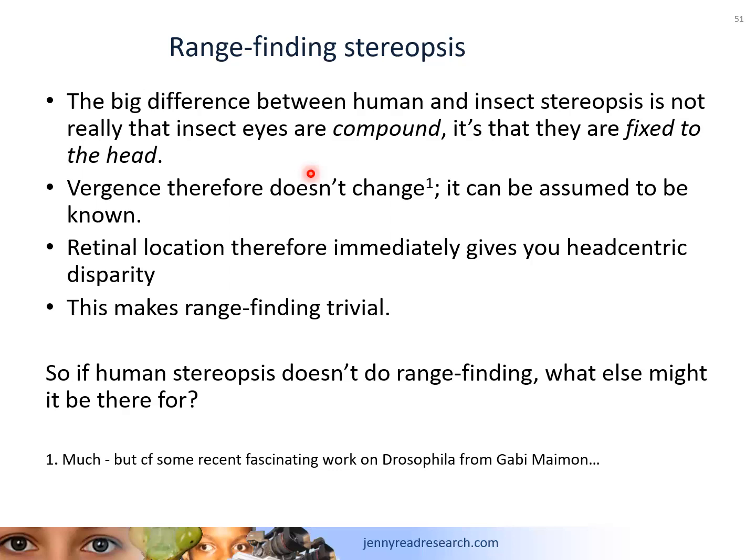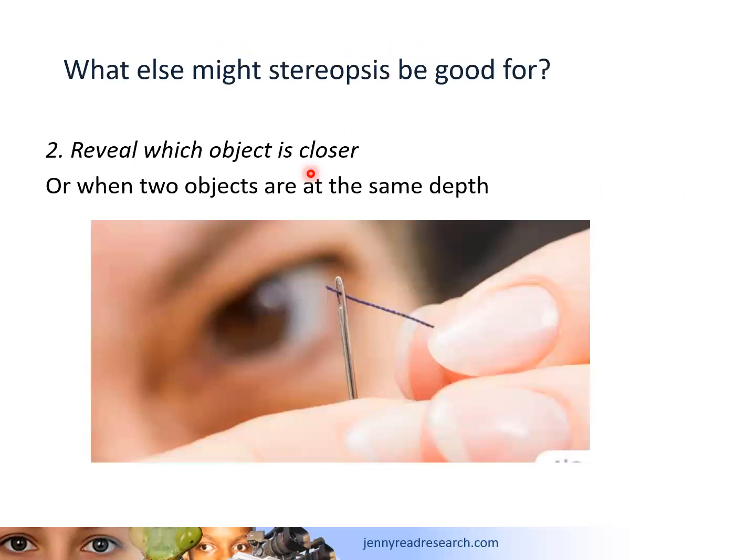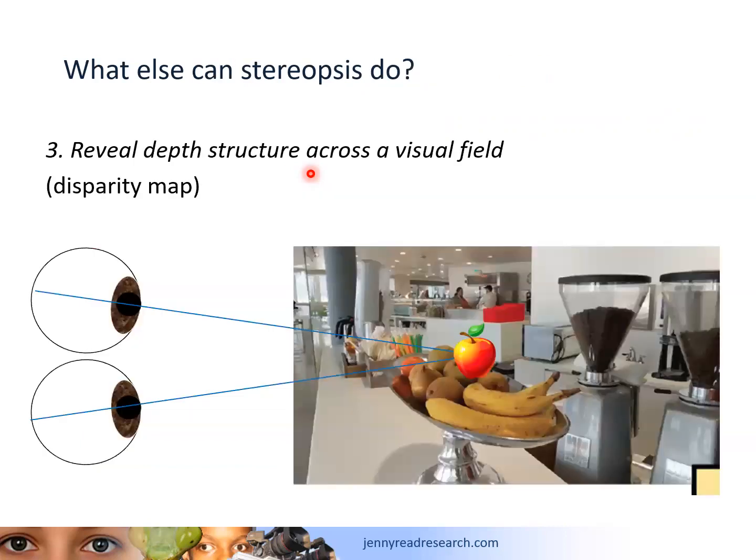So this is a talk mainly meant to be about insect vision, but I think it's useful, given that you guys mainly work on primates, to say, well, if human stereopsis doesn't do range finding, what is it there for? Well, of course, even revealing which object is closer can be very, very useful, as anyone will tell you who's tried to thread a needle with one eye closed. Really hard, right? And when you've got stereopsis, you can tell when the needle and the thread are lined up. So that's useful in itself.